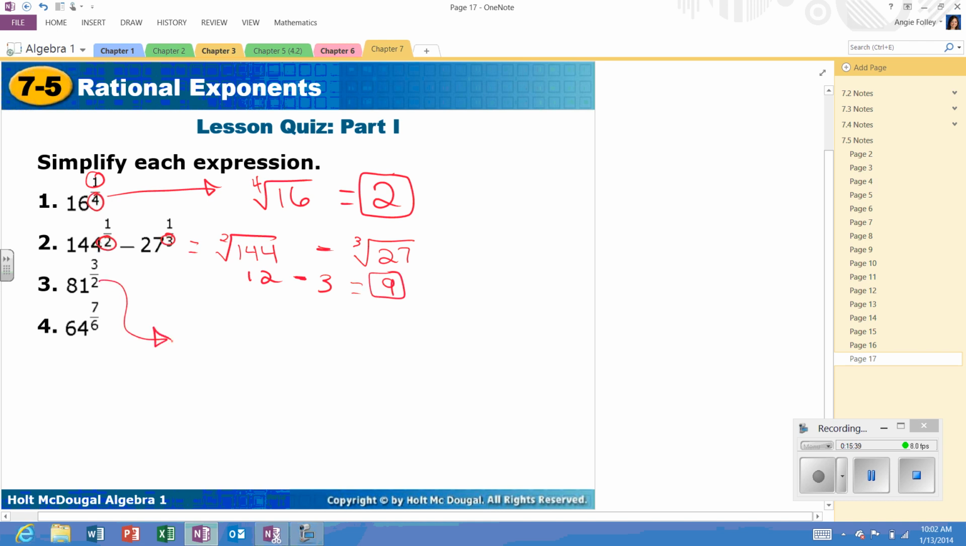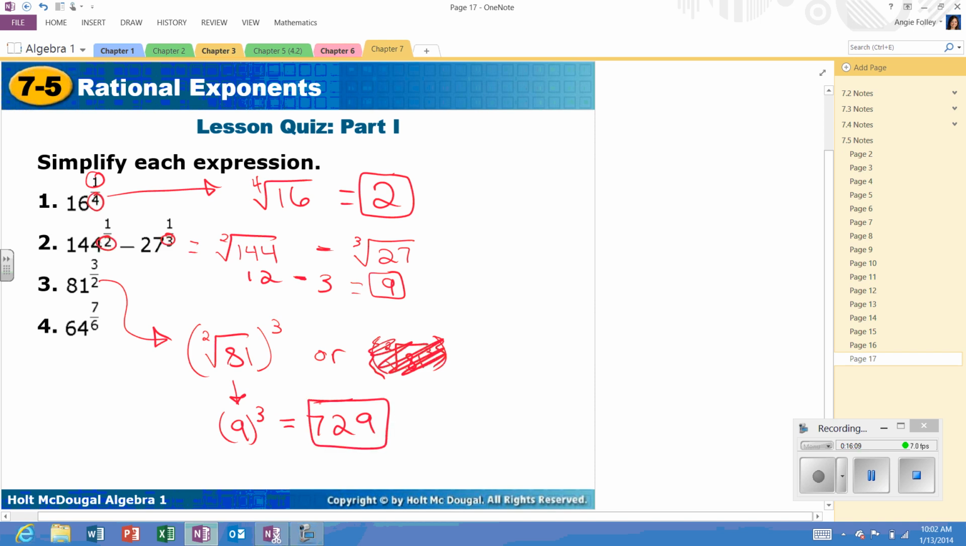Okay, I'm going to write this down here. So this is the square root of 81 all to the third power, or you could write it as 81 to the third power, squared, or cube root. I think this one is frustrating to do because it's easier to take the square root of 81 first, which is 9, and then you have that cubed. Again, you don't have a calculator, I know, but if you could do that, it would be 729.